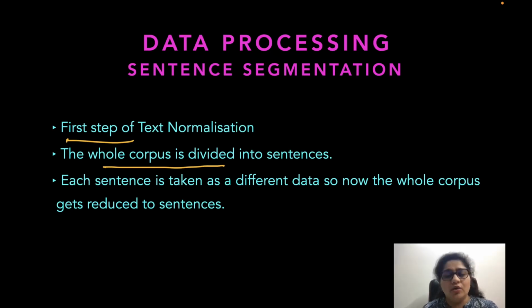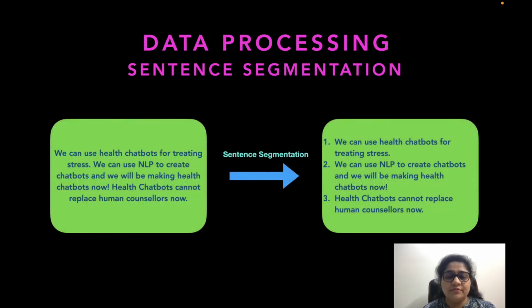I hope all of you understand it now. The next point is each sentence is taken as a different data. So now the whole corpus gets reduced to sentences. Ultimately the idea is to break the corpus into separate sentences. See, this was the corpus which we have taken as an example, and we have got 3 sentences out of it. So how?